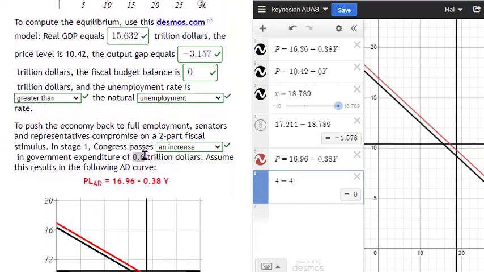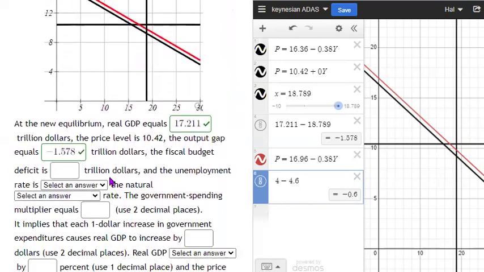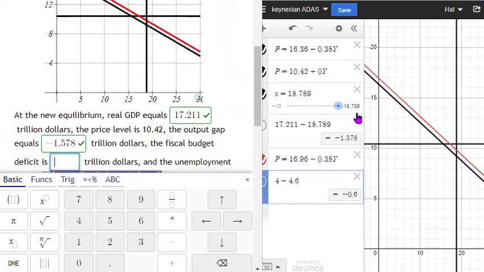But here we increase government expenditures by 0.6. So if government expenditures were, say, 4, and we increase it by 0.6 trillion, government expenditures are now $4.6 trillion, right? And so the deficit is the amount of the increase in government expenditures, $0.6 trillion. If this was positive, it'd be a budget surplus, but it's negative, it's a budget deficit. So the negative implies deficit, so we don't need to include the negative sign. We're going to type the 0.6, which is the amount of the increase in government expenditure, right?